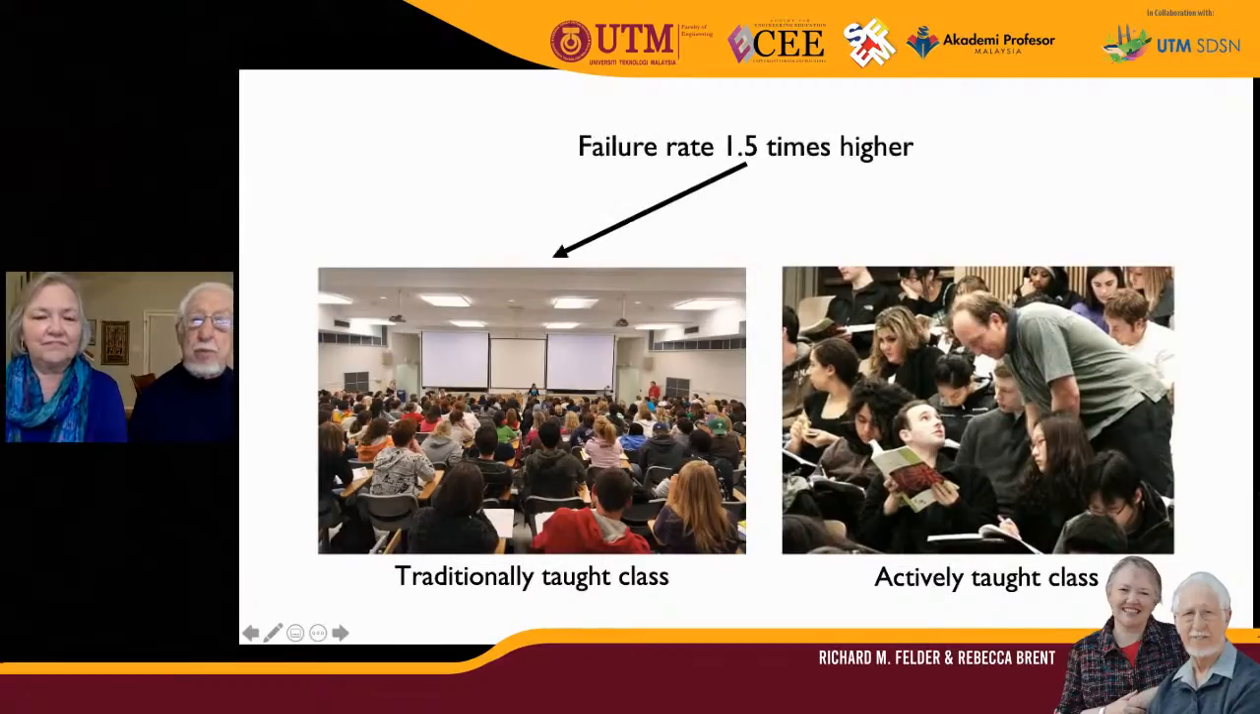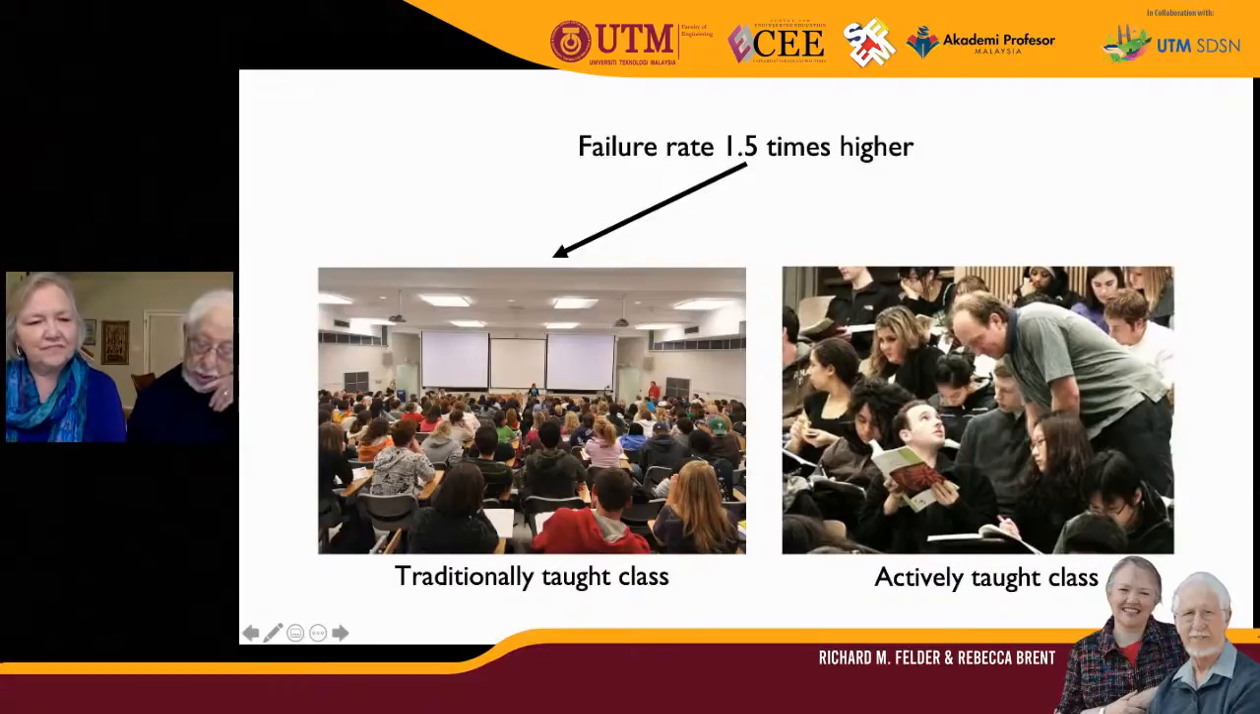The study also compared the rate of failure of the course in the two environments, the traditional lecture-based class and the actively taught class. And the failure rate in the traditionally taught lecture-based class was 1.5 times higher than the failure rate in the actively taught class. So if in the actively taught class, 20% of the students failed, in the traditionally taught class, 30% of the students would have failed.